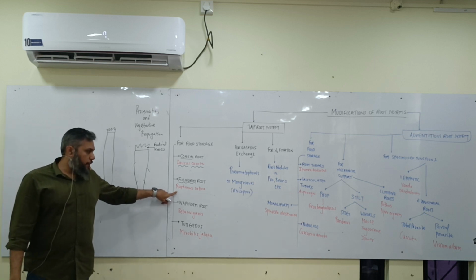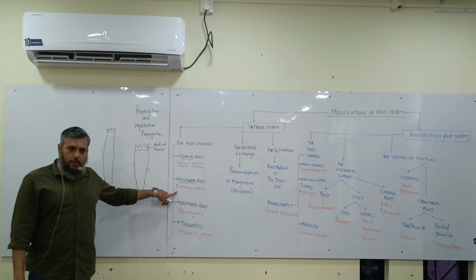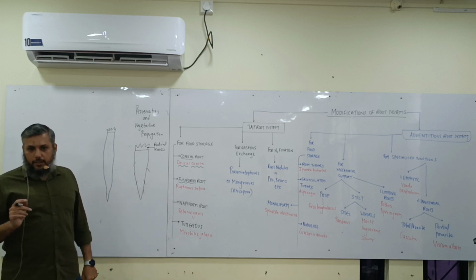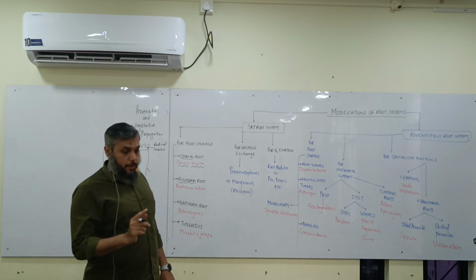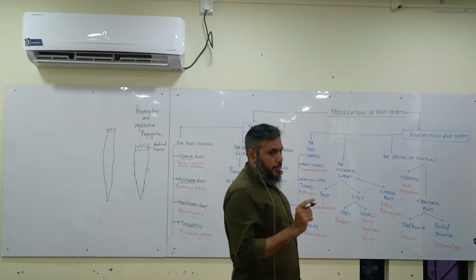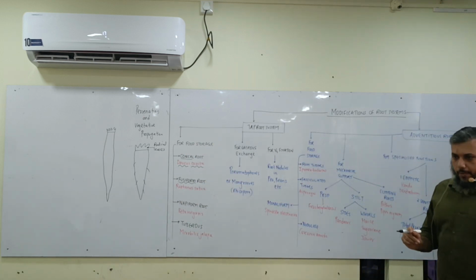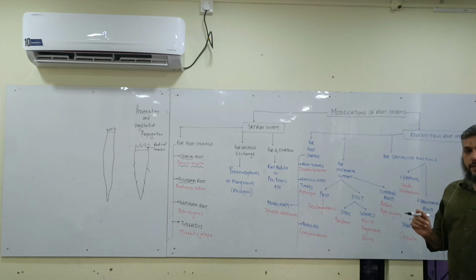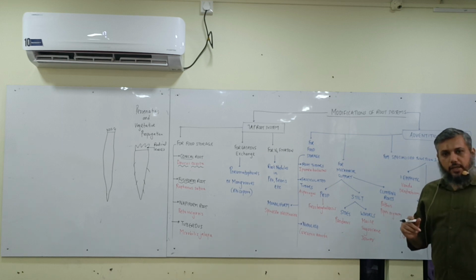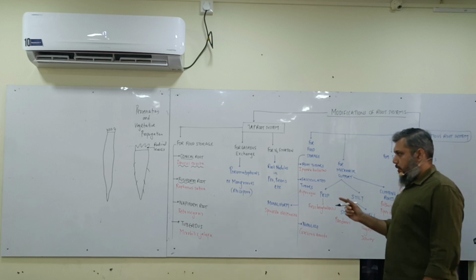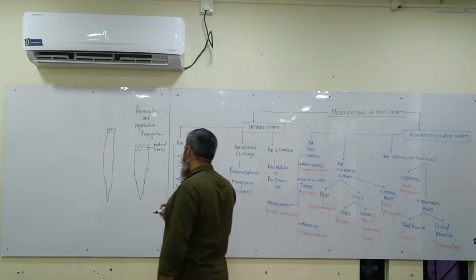That is Raphanus sativus. Pronounce karo. Raphanus sativus. Daucus carota. Daucus carota is carrot. Raphanus sativus is radish. The third type, who is it, Bachelo?